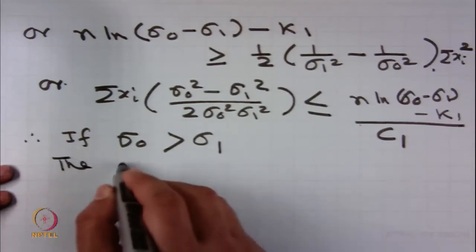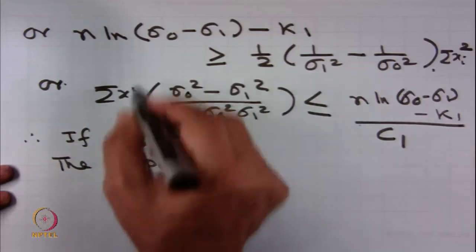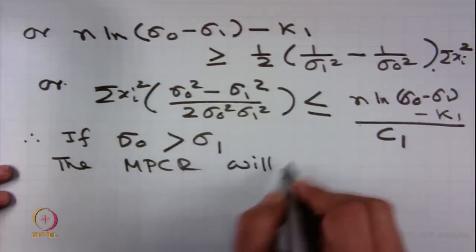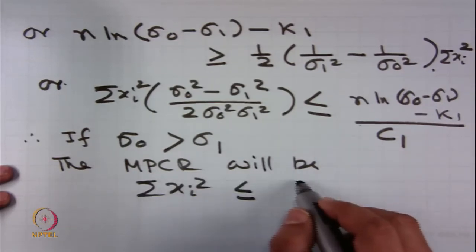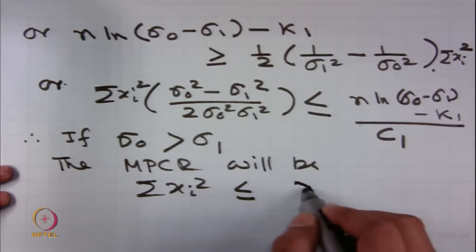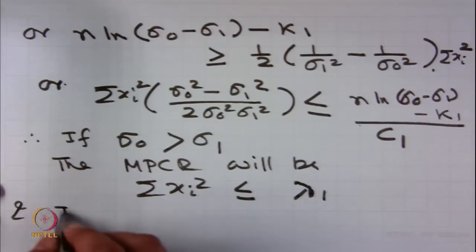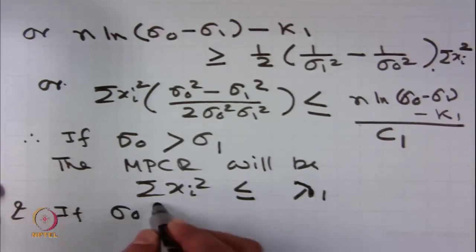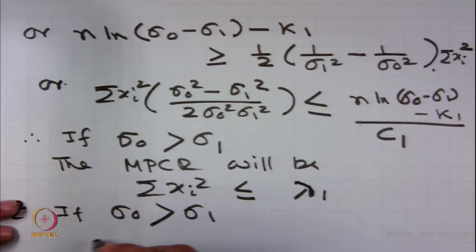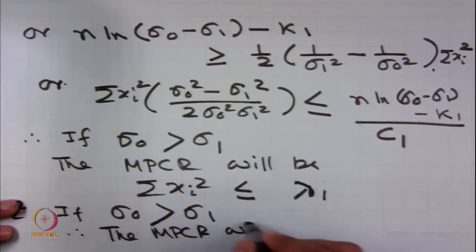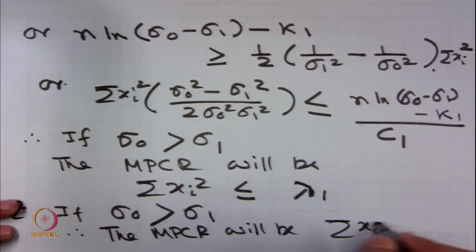The MPCR will be sigma xi square is less than or equal to some constant, say lambda 1, and if sigma naught is less than sigma 1, then because of the negative sign the inequality will be reversed and therefore, the MPCR will be sigma xi square greater than or equal to lambda 2.